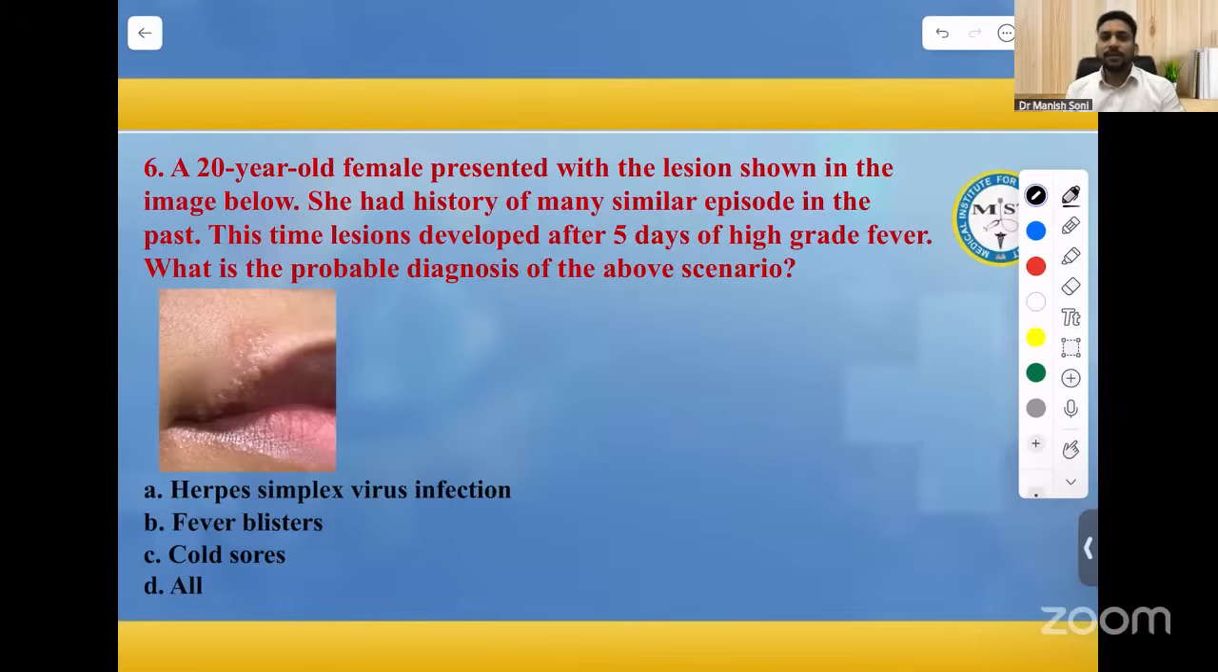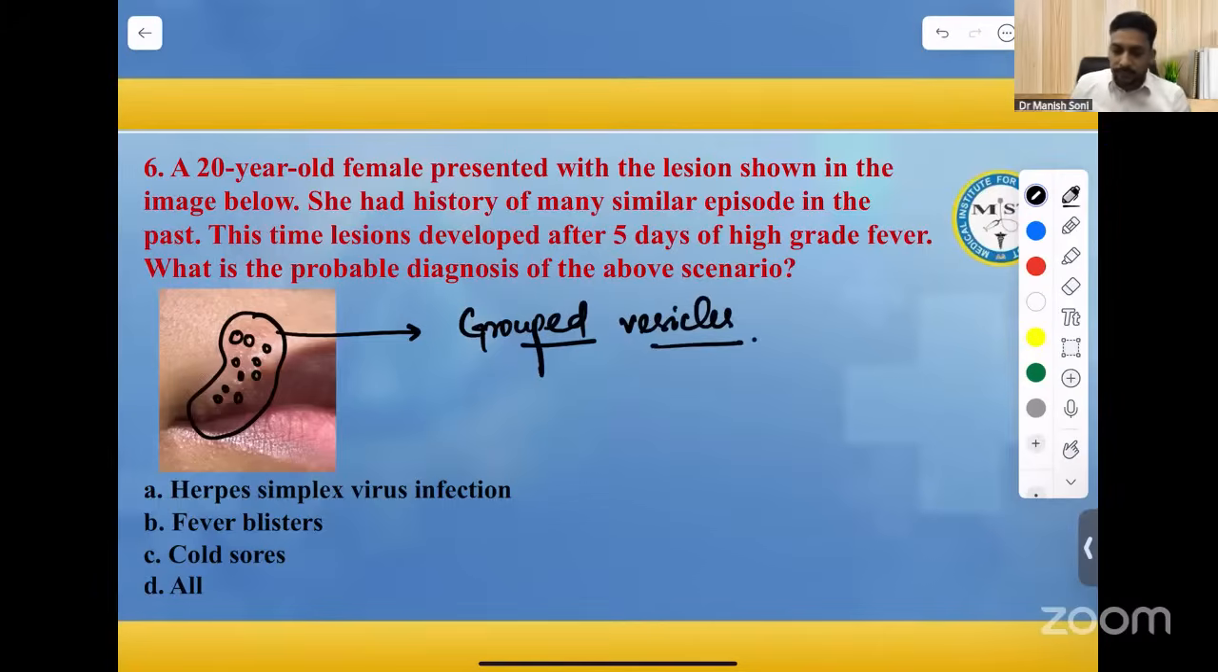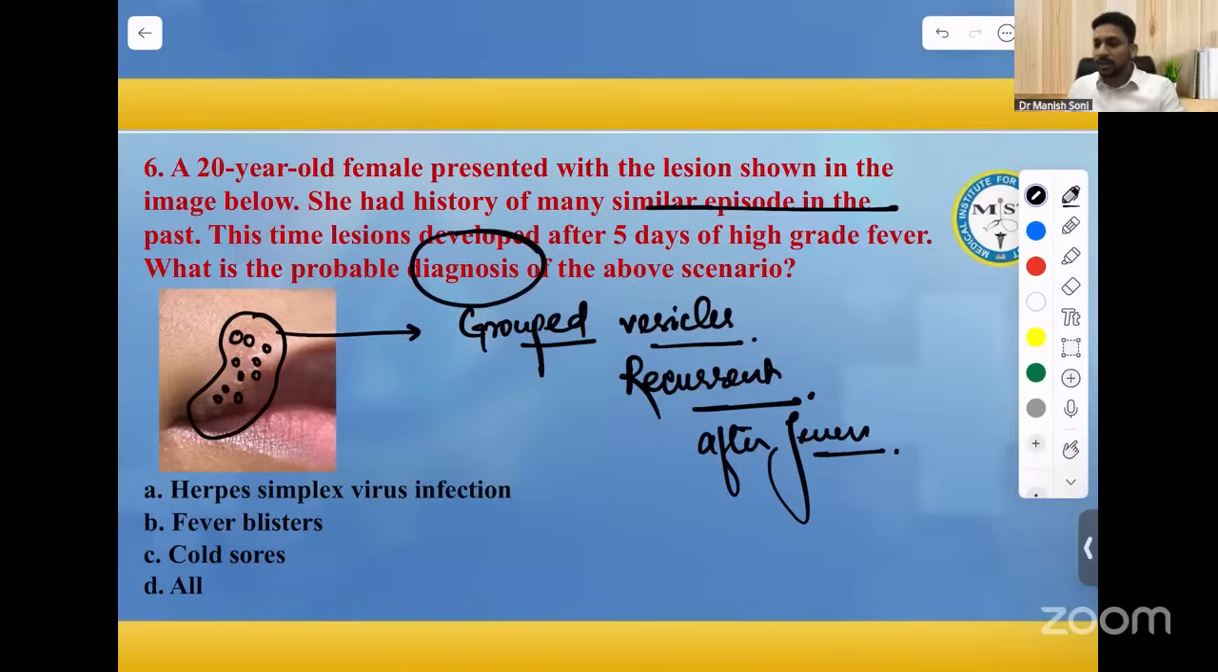So 20-year-old female presented with lesions shown in the image. What you can see in the image? You can again see vesicles, small fluid-filled lesions. They are all grouped together in this area. So grouped vesicles. She had similar episode in the past, means recurrent, again and again. The lesions develop after 5 days of fever. After fever. What is the probable diagnosis?